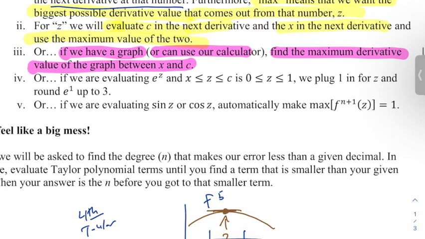Now, those are the two general ideas. You might be given a graph and can use a calculator, and you can find the maximum of that derivative between c and x, or you just, going back up to number 2 here, evaluate c in the next derivative, evaluate x in the next derivative, and use the biggest of those two answers.